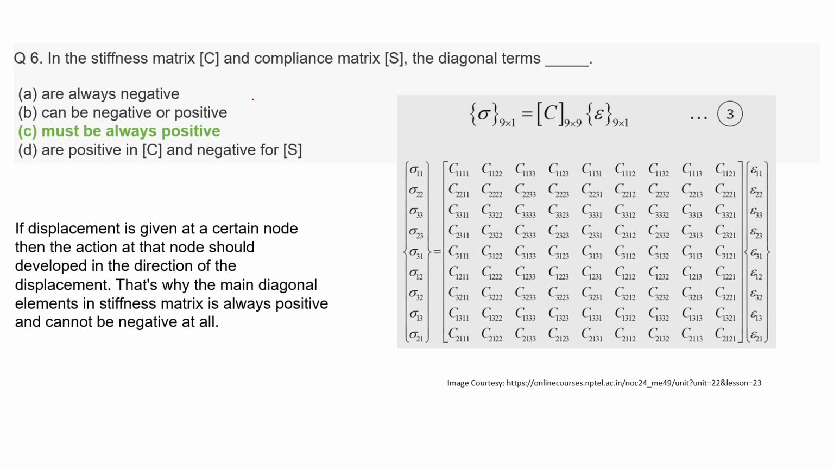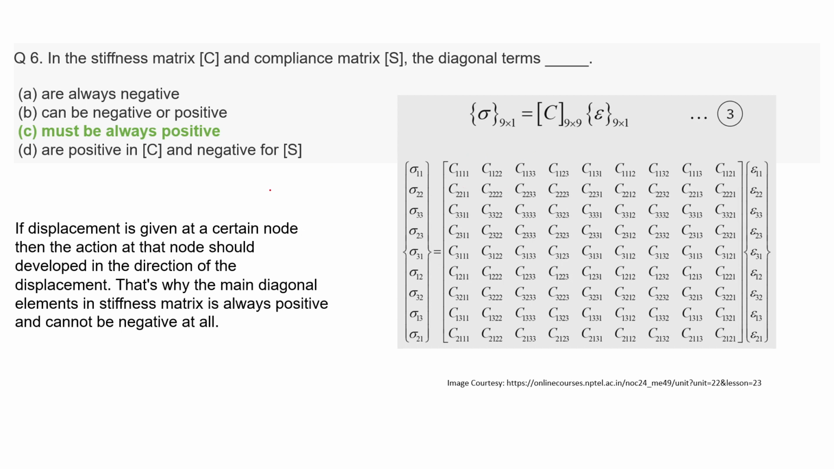Now in the stiffness matrix and compliance matrix, the diagonal terms are, the options are: always negative, always positive or negative, can be positive or negative, must always be positive, or positive in stiffness matrix and negative in compliance matrix. So the diagonal terms of this matrix are the direct relation between the stress and strain. What does this mean? If there is a stress in direction 1, then the correlation between the stress in direction 1 and the strain in direction 1 is related by this diagonal term.